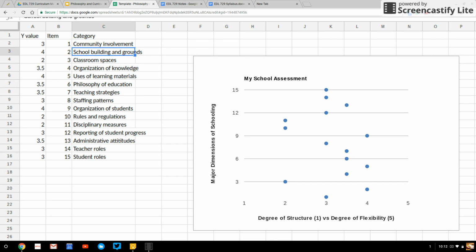When we look at the school buildings and grounds, I rated this a 4. Again, a lot of these are subjective. I can go back and forth between 3, 3.5, 4, or even 2.5. So school buildings, we have a very old building. We actually years ago moved from a middle school or junior high model in our school district to 2 middle schools and 1 high school building. And at that time, we took over a middle school and made it part of our high school.